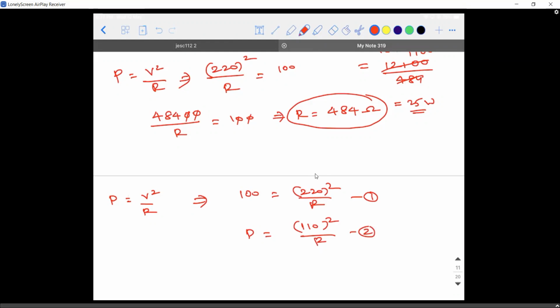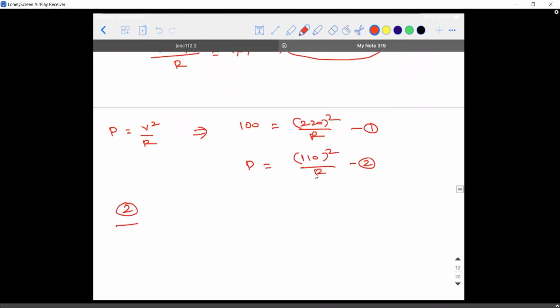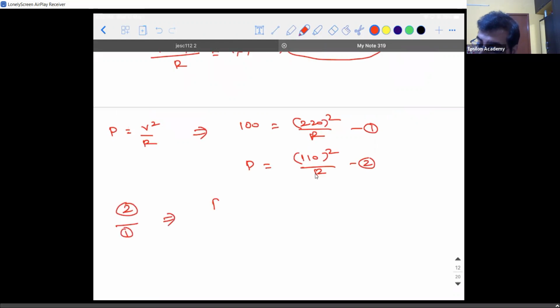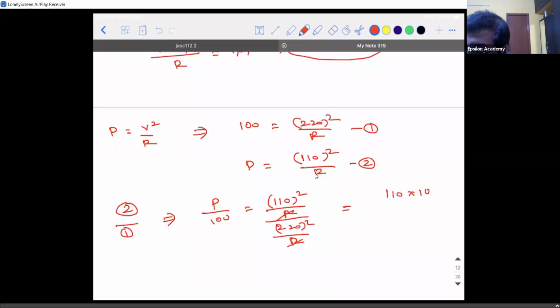Yes, sir. Okay. The second with the first equation implies P divided by 100 is equal to 110 square by R divided by 220 square divided by R. R and R are gone. So it is 110 into 110 divided by 220 into 220. Cancel them 2 times, cancel them 2 times. So 4 times. P divided by 100 is 1 by 4, which implies P is equal to 25 volt.